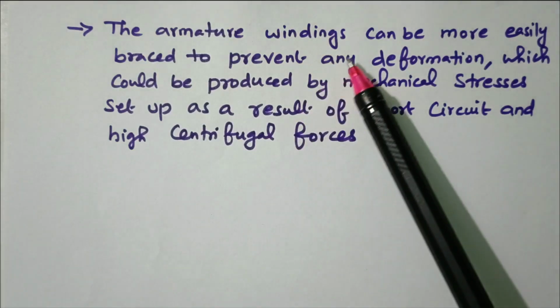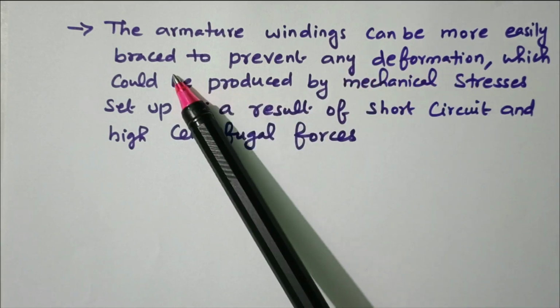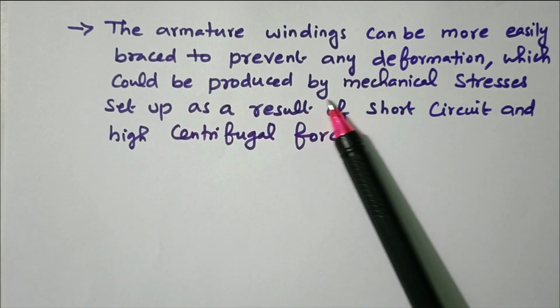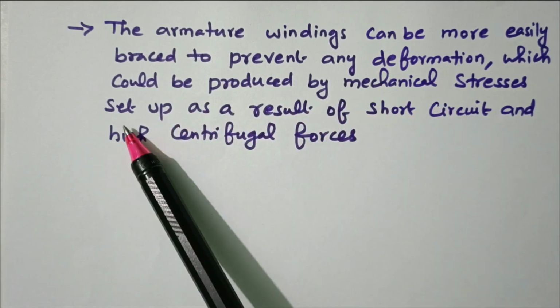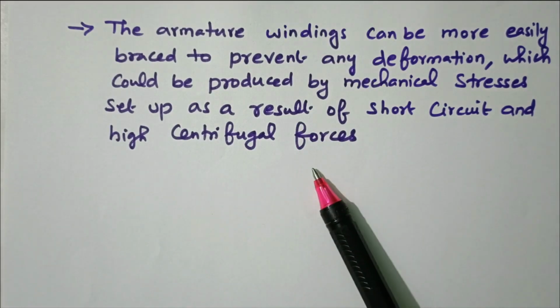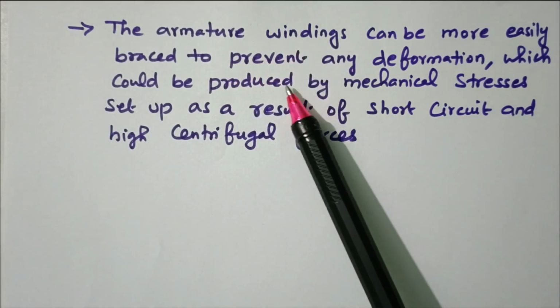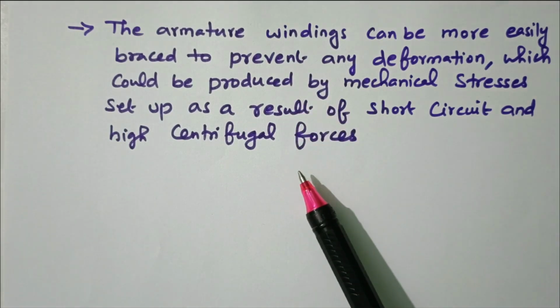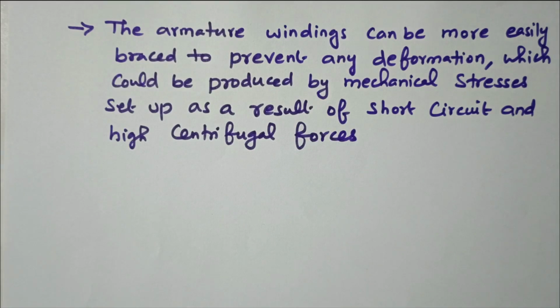The armature winding can be more easily braced to prevent any deformation which could be produced by mechanical stresses set up as a result of short circuit and high centrifugal forces. So the armature winding can be easily protected from mechanical stress and other forces. These are all the advantages of the revolving field.